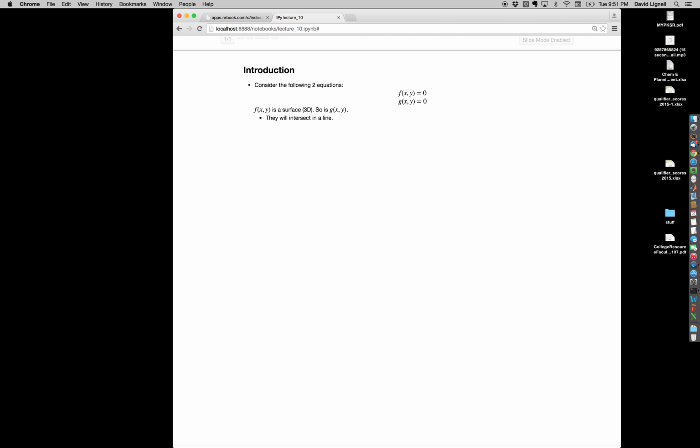So to begin with, let's consider the following two equations. We have a function g of x comma y equals 0 and f of x comma y equals 0. And each of these two functions is a surface in 3D. So instead of having a y-axis and an x-axis, now we'll have an x, y, and z-axis, where we'll assume that the z-axis is the value of the function. So these are 3 dimensions, and now that we have two functions, two surfaces when they intersect are going to intersect in a line, and we can visualize this as shown in the following plot.